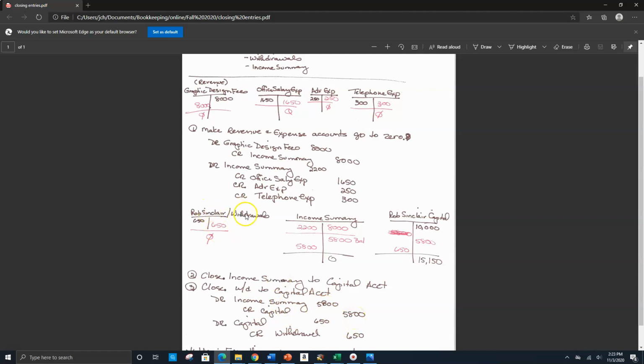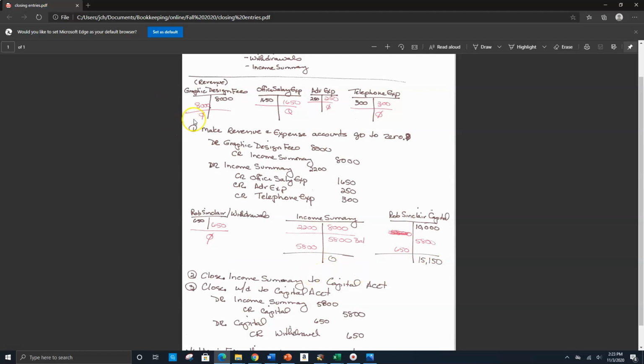Then we also have the withdrawals account here that also closes, and you want to reset it at zero. So we credit withdrawals, and we debit the capital account to get that to zero. So then our ending capital balance is $15,150.